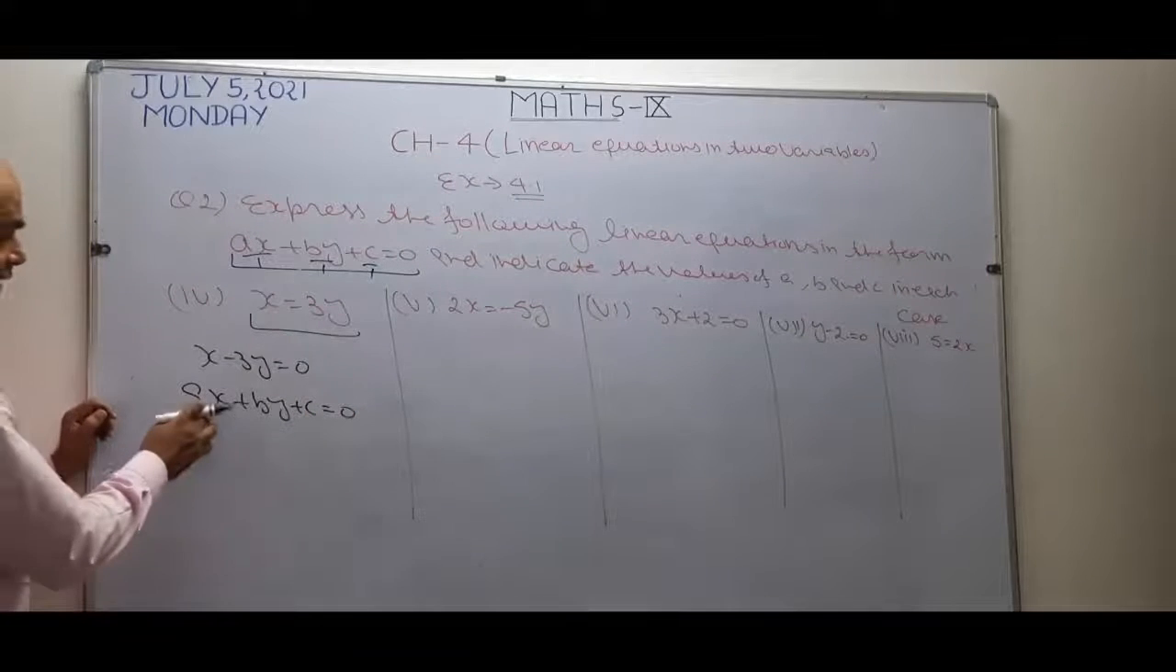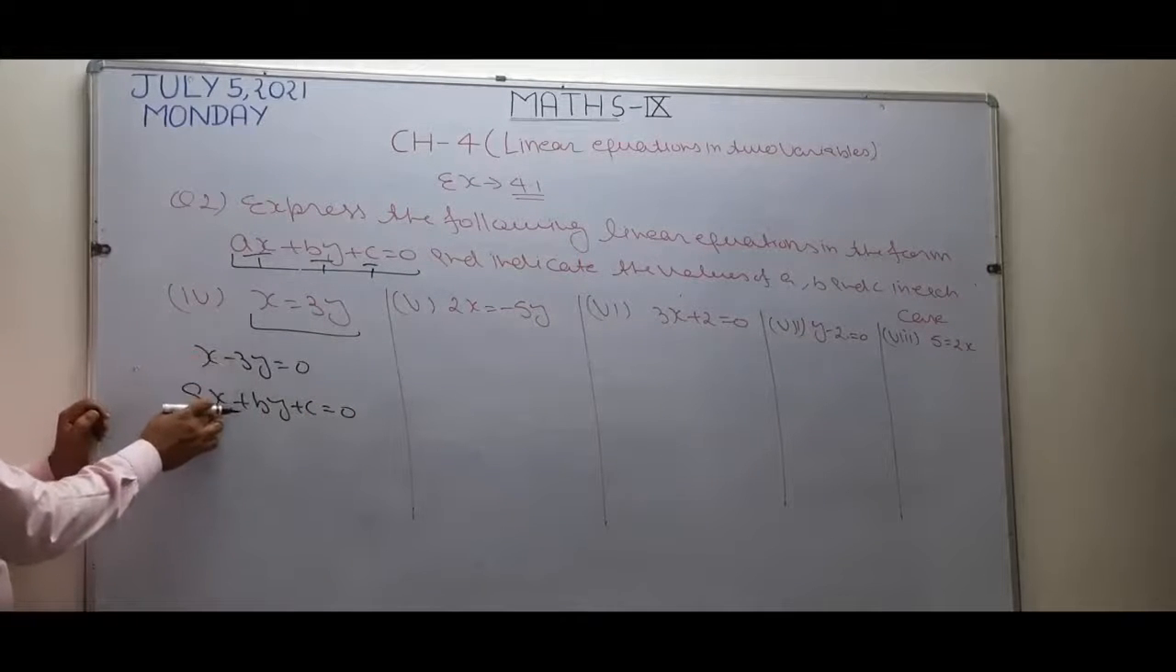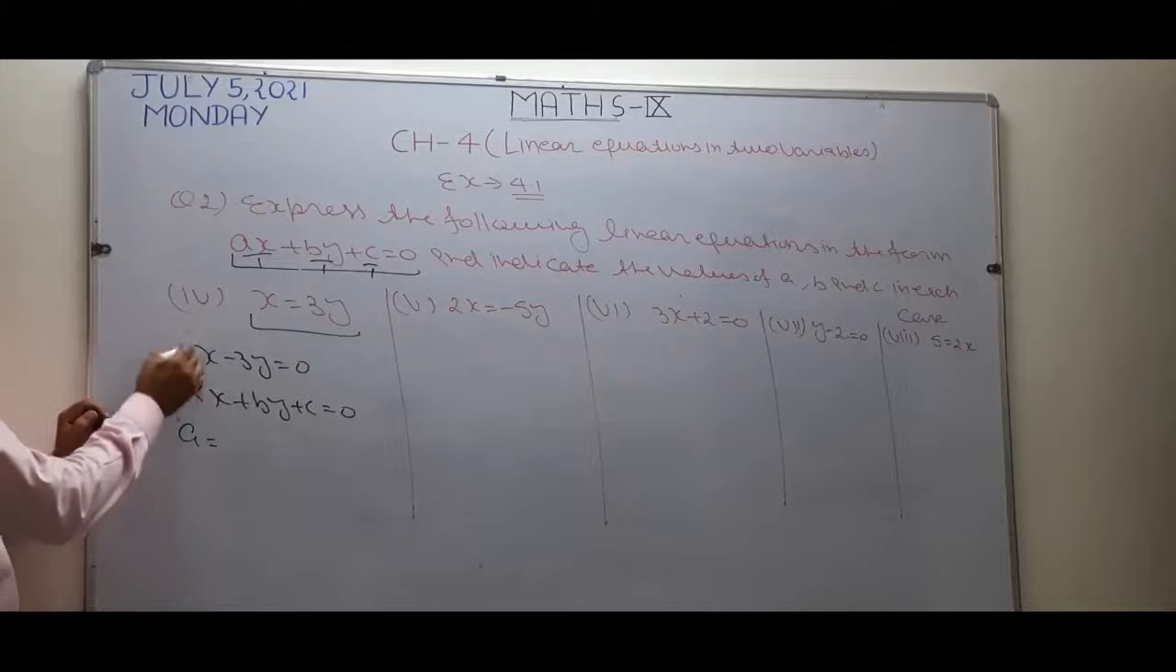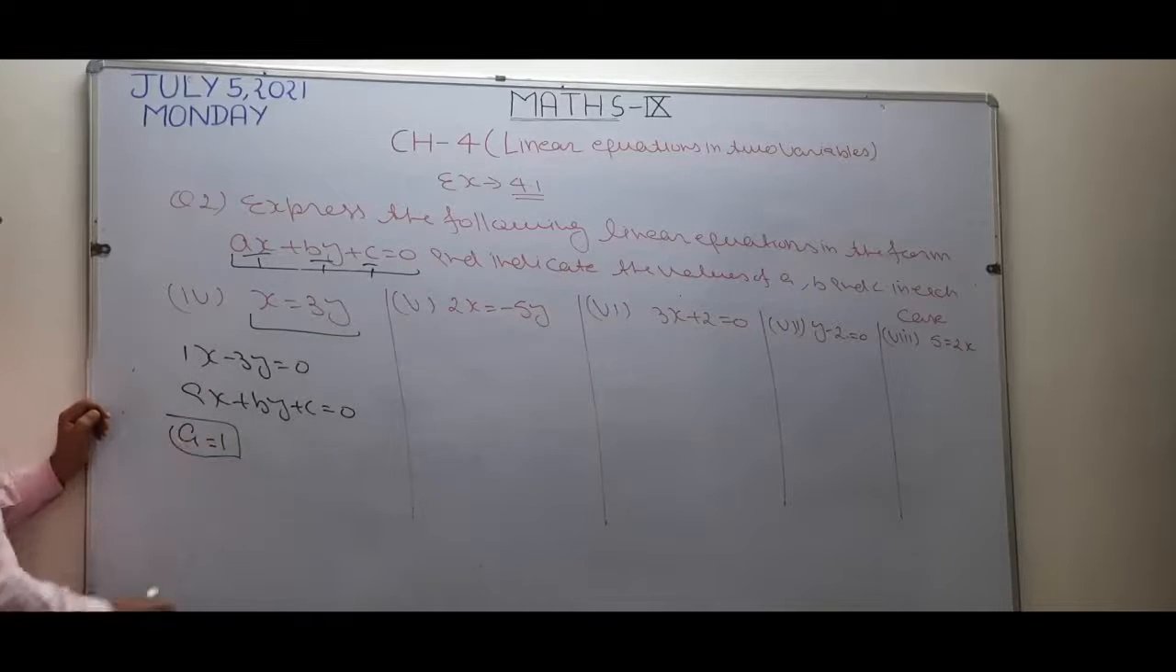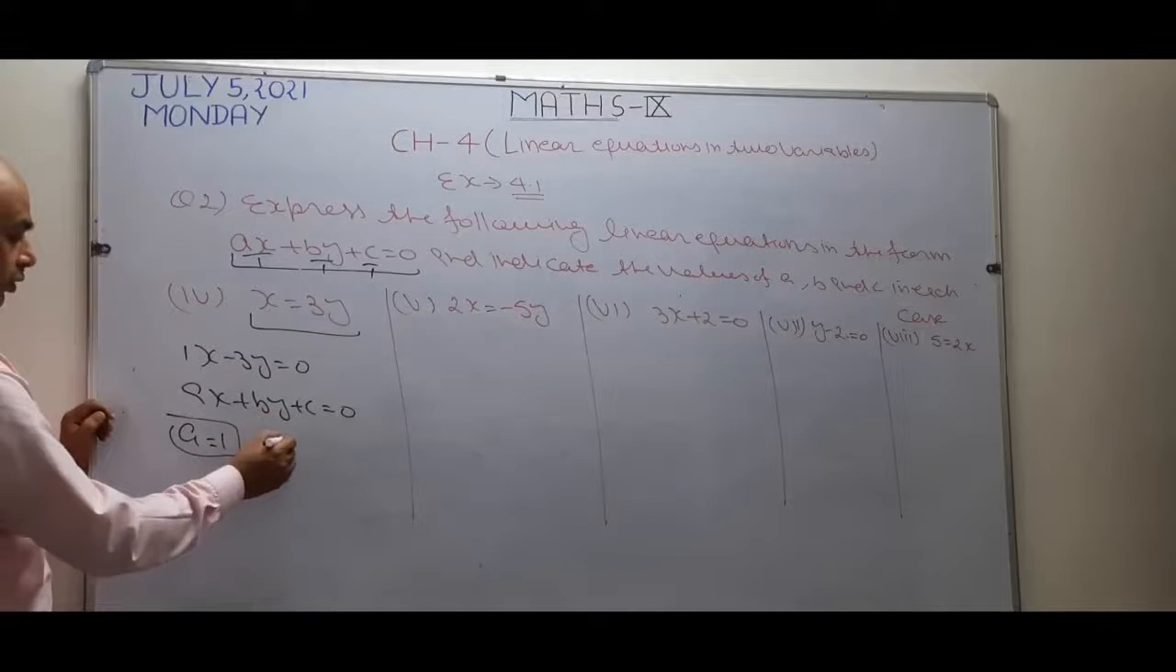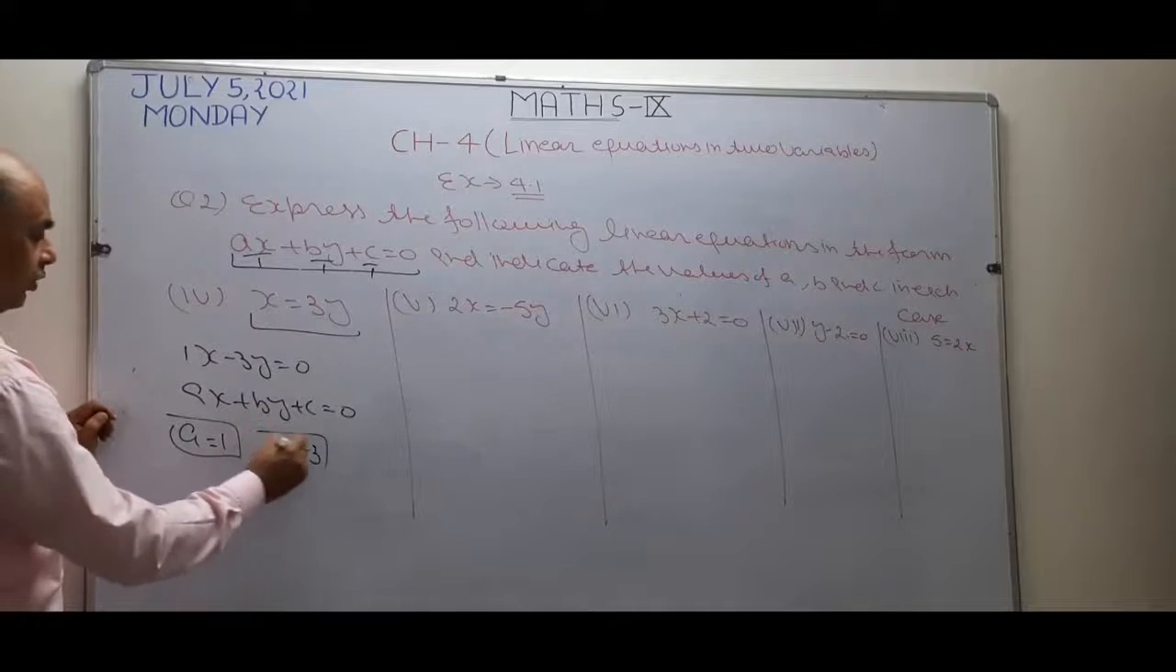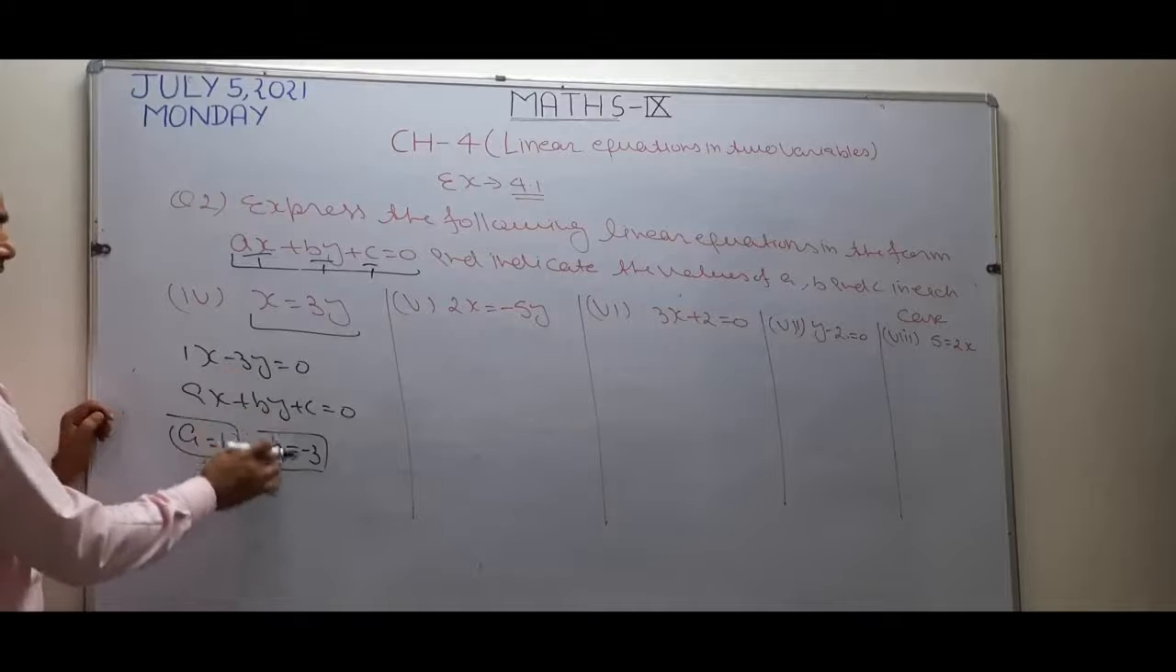Okay. Now see, the coefficient of x in the standard form is a. In the given equation, what is the coefficient of x? 1. So the value of a becomes 1. The value of b becomes minus 3. When we compare the coefficient of y, b becomes minus 3.